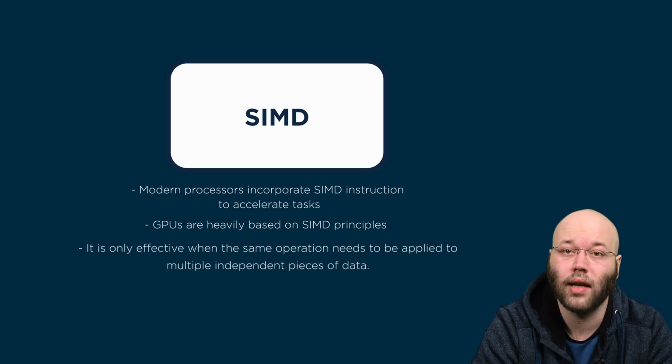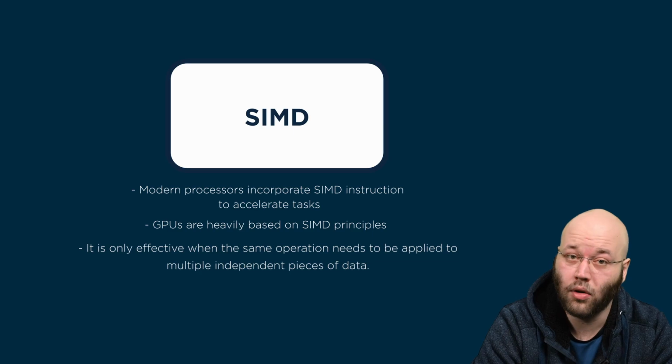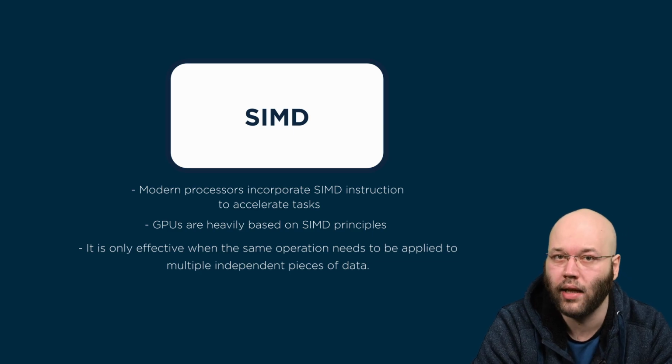It is only effective when the same operation needs to be applied to multiple independent pieces of data. If a computation involves dependencies between data or between operations, other forms of parallelism may be more suitable, which brings us to the next architectural category.